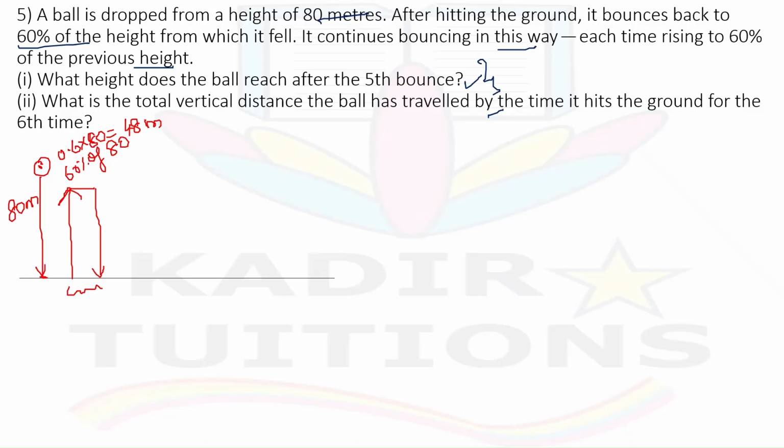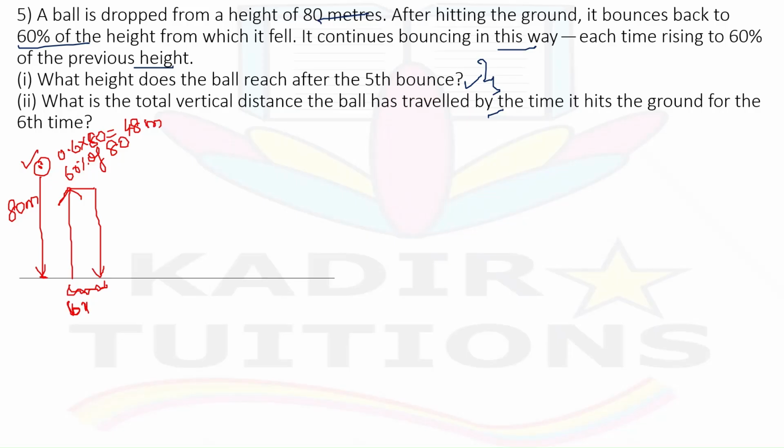So this period is bouncing for the first time actually. Okay, so at this stage we just drop the ball. When will the bouncing start? At this stage. So the bouncing started and it reaches the height of 48 meters, and again it faced the ground, it hit the ground.